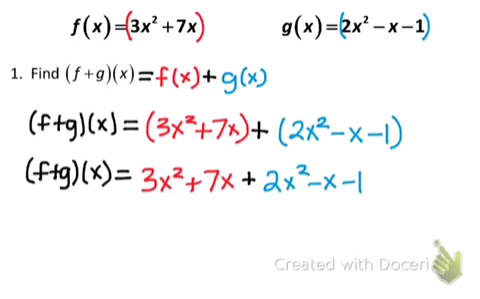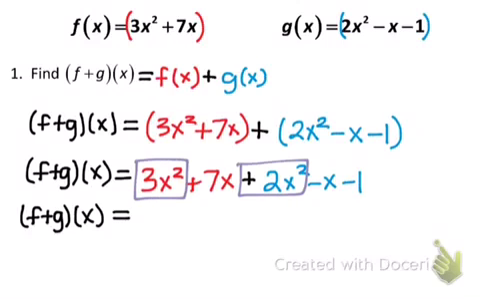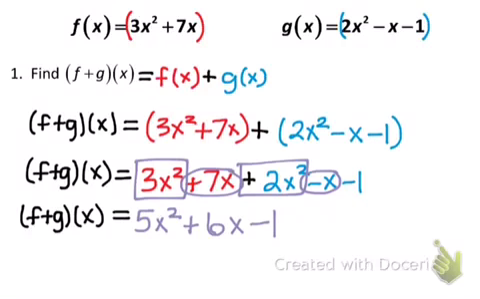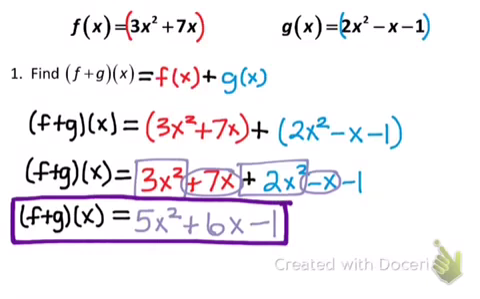Now we can start combining like terms. So (f + g)(x) is equal to, we have like terms with 3x² plus 2x², which will be 5x². 7x and minus x combine to be plus 6x, and then minus 1 is a term by itself. So (f + g)(x) is 5x² + 6x - 1.